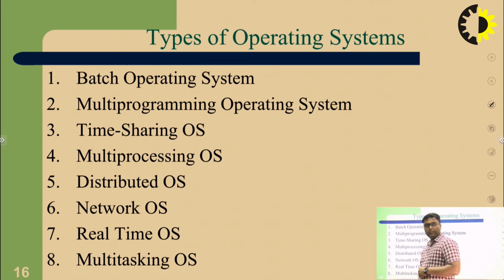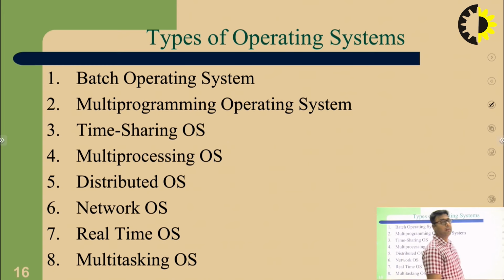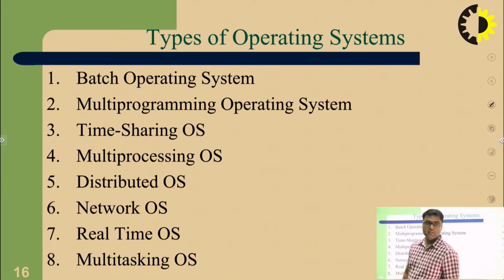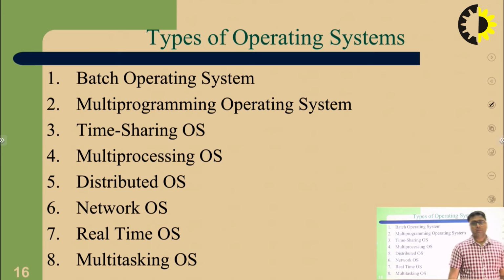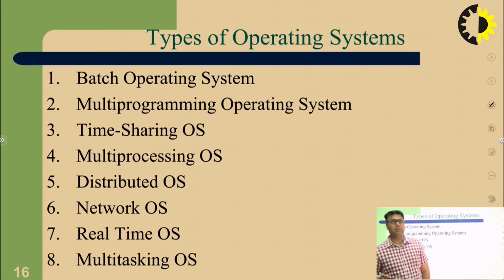First is a batch operating system. Next is multi-programming operating system. Next is time sharing operating system, multi-processing operating system, distributed operating system, network operating system, real-time operating system, and multitasking operating system. So here I have to discuss every operating system one by one.